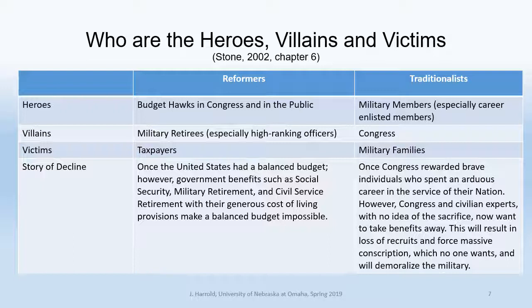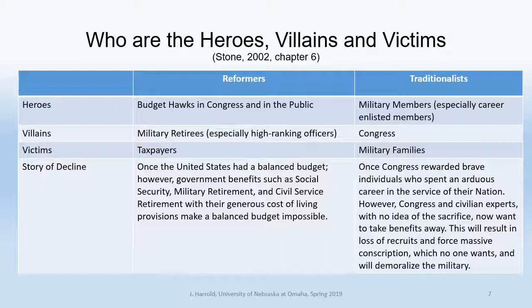And so here's how these opponents told this story of decline. The reformers said that, at one point in time, the United States had a balanced budget. However, government benefits like Social Security, military retirement, civil service retirement, and their generous cost of living provisions, which are based on the Consumer Price Index, make a balanced budget impossible. In fact, the famous author Aaron Wildavsky said that most of our budget problems in the 80s were due to CPI-based cost of living allowances in various government retirement programs.